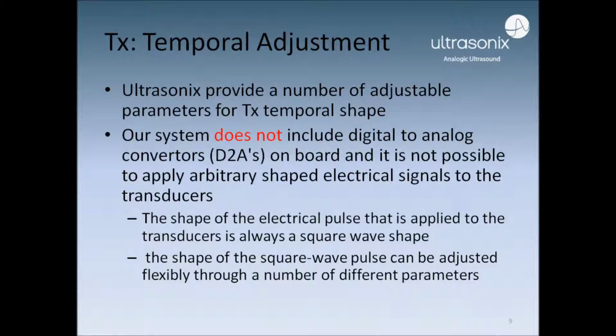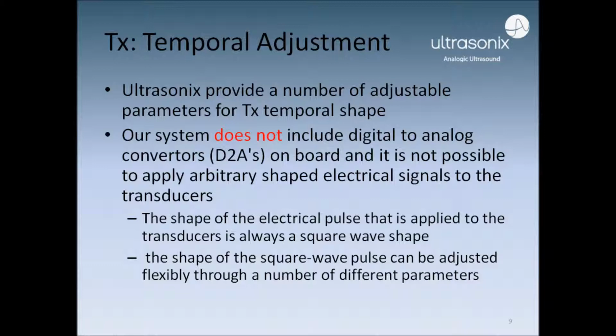Our systems do not have digital to analog converters on the transmit channels, and therefore it is not possible to generate arbitrary shaped signals, as one could do, for example, using a signal generator and send them to the transducers. The shape of the electrical pulse that is applied to the transducers is always a square wave shape. Think of it as a digital signal that has been amplified to tens of volts. The shape of the square wave can, however, be adjusted by changing the shape of that digital signal.